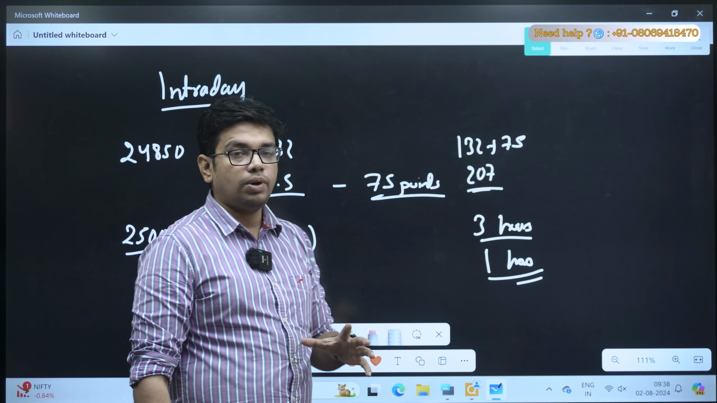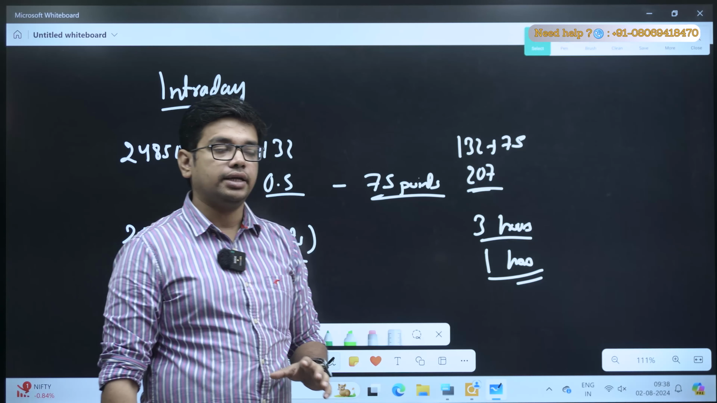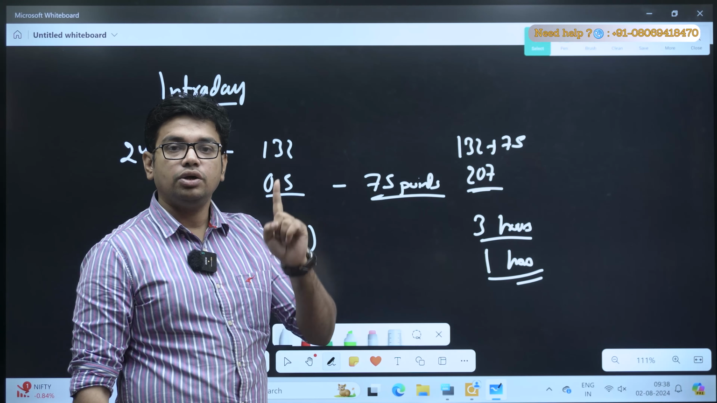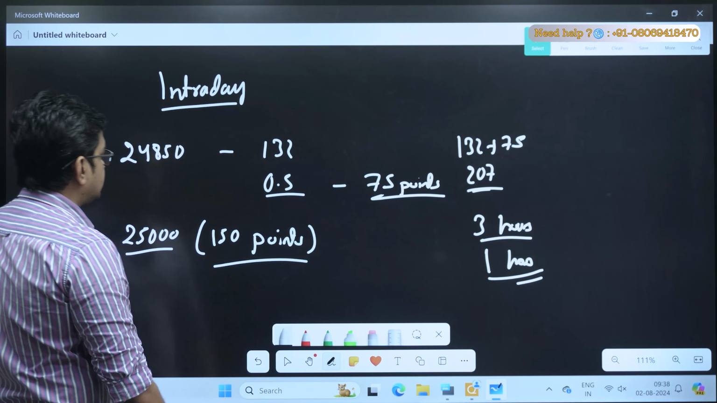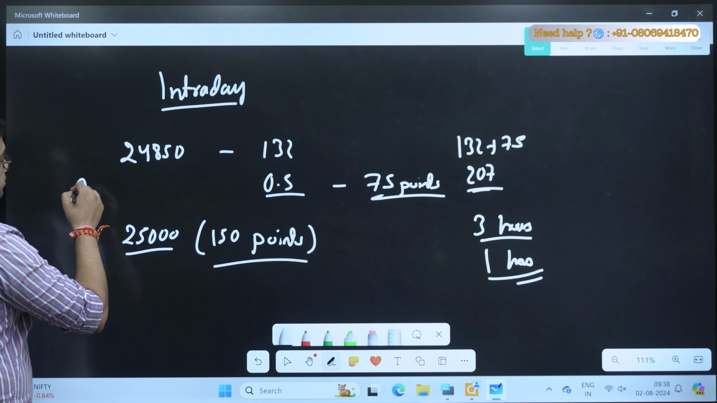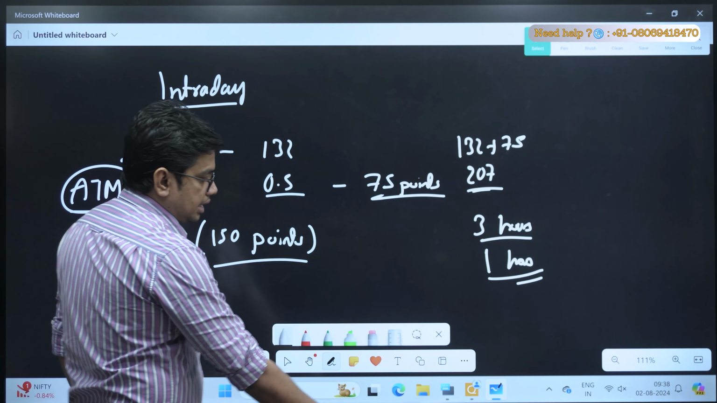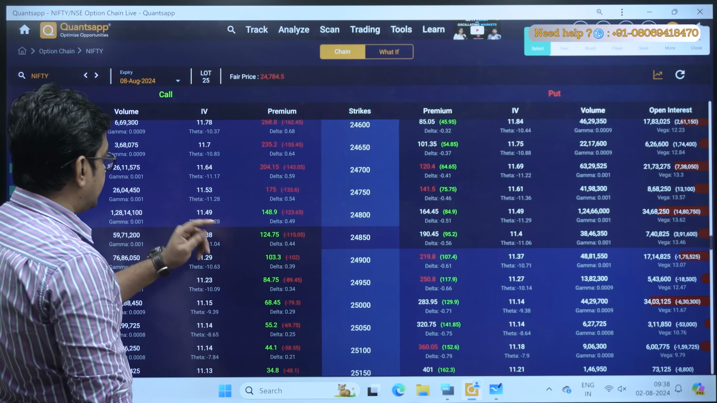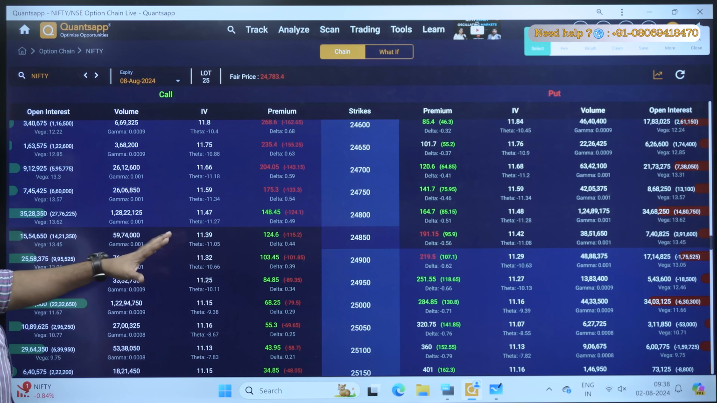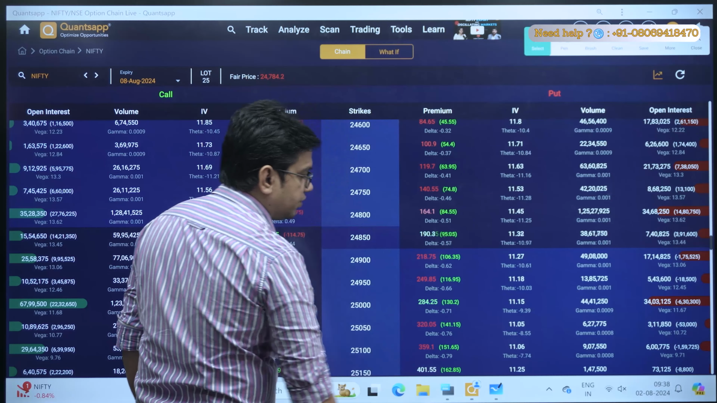So while taking an intraday trade, not scalpers, a normal intraday trade, you should always go for the ATM strike, because at the ATM strike the delta is good. Also theta is reasonable, you can see. So that is why you will get the maximum profit.